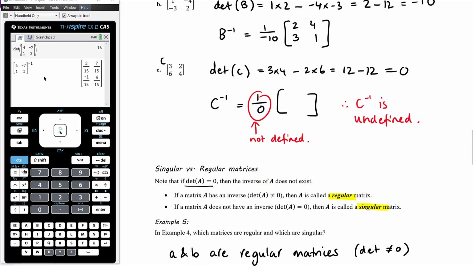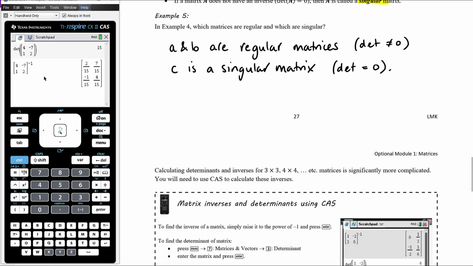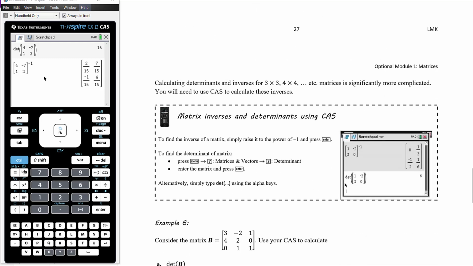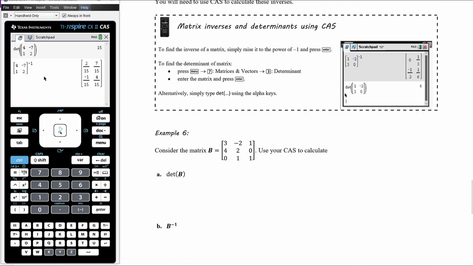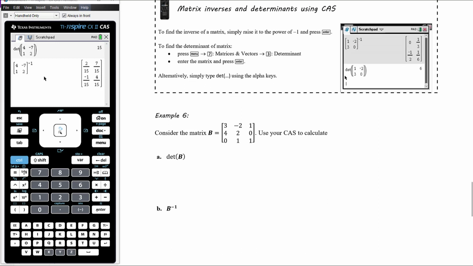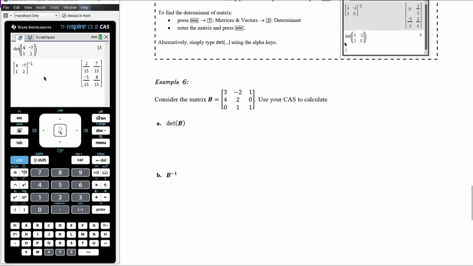That's how you can use your CAS to find determinants and inverses. Menu 7, 3 for the determinant. For the inverse, you simply raise the matrix to a power of -1. As I said, we can only do this by hand if we've got 2 by 2 matrices, and if you've got a 2 by 2 matrix, it's generally quicker to do it by hand than to type it into your CAS. However, as soon as it's a 3 by 3 or larger square matrix, we must use the CAS.